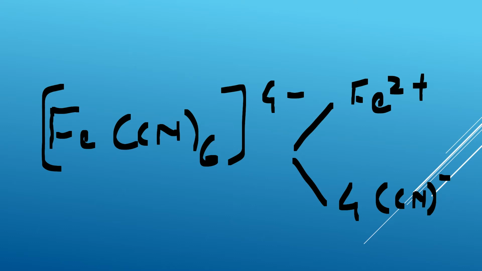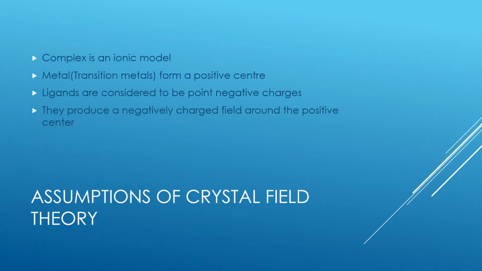Crystal field theory essentially tries to explain the nature of the bond between the transition metal ion and the ligand in a complex. Let's see what the assumptions of crystal field theory are. The theory assumes the complex to be an ionic model. The transition metal forms a positive center. Ligands are considered to be point negative charges which produce a negatively charged field around the positive center.